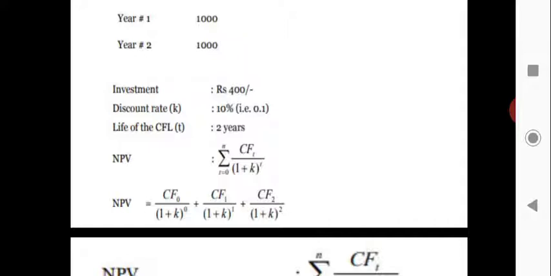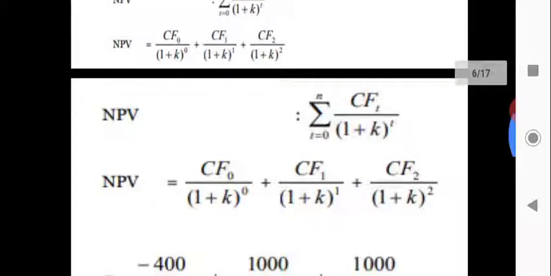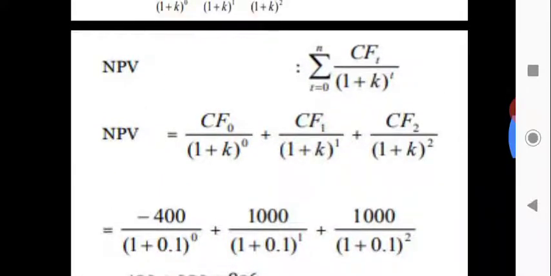So NPV is equal to CF0, the invested amount, plus CF1 which is 1000 rupees, CF2 which is 1000 rupees, with K equal to 10, that is 1 plus 10 by 100 raised to 0, 1 plus 10 by 100 raised to 1. CF0 is negative 400, so you have to deduct it from 1000 plus 1000, 2000. So what is the net present value after 2 years?